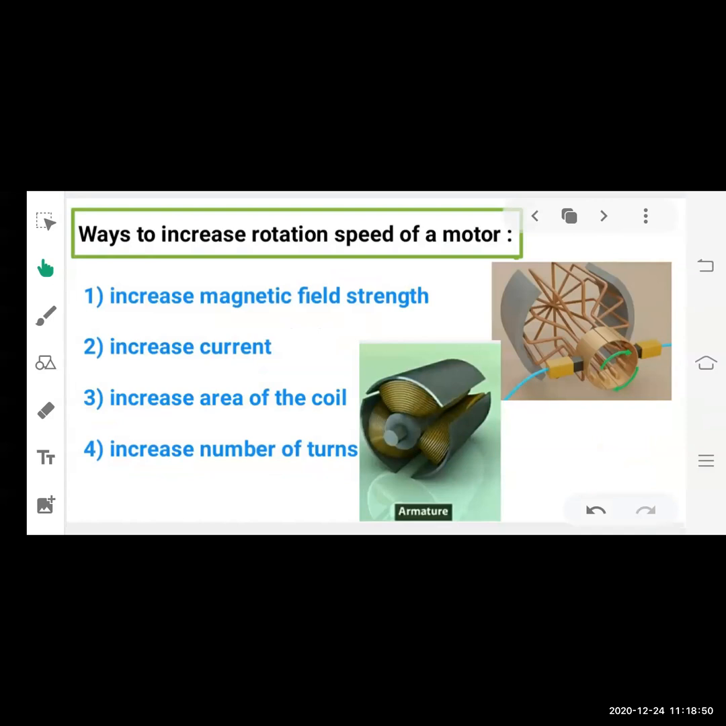And now what are the ways to increase the rotation or speed of a motor? By increasing the magnetic field strength: if there is a stronger magnetic field, more force will be exerted on the armature coil, and the rotation of the motor will be faster. Then increase the current. It is directly proportional to the flow of current; the more current, the faster the rotation of the motor. Then increase the area of the coil, then increase the number of turns in the coil.